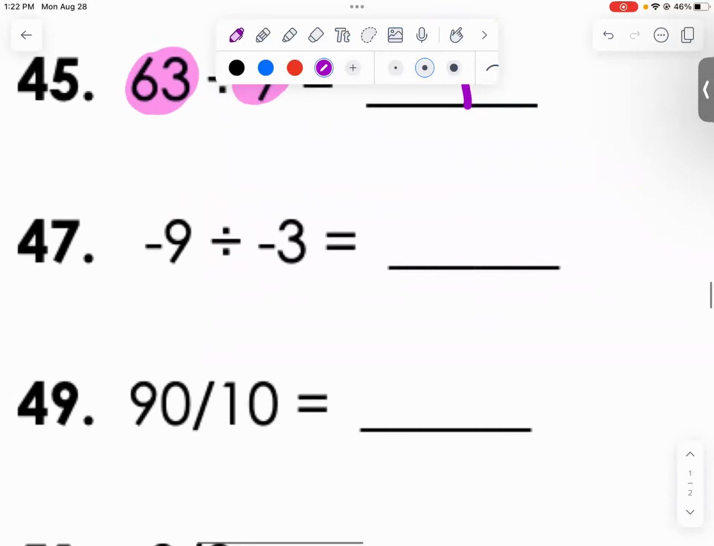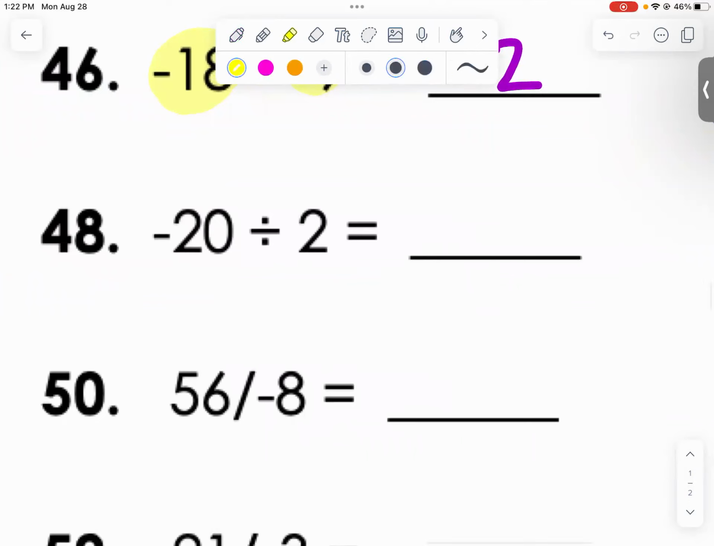All right, Caesar, what about -9 divided by -3? Positive or negative? Okay, if we're dividing two negative numbers, our outcome is going to be positive. Now, be careful, because when we go right here to number 48, we have a negative number divided by a positive number. It doesn't matter which one comes first or second. If you have one negative, one positive, and we're dividing or multiplying, then our answer is going to be negative. In this case, it's -10.